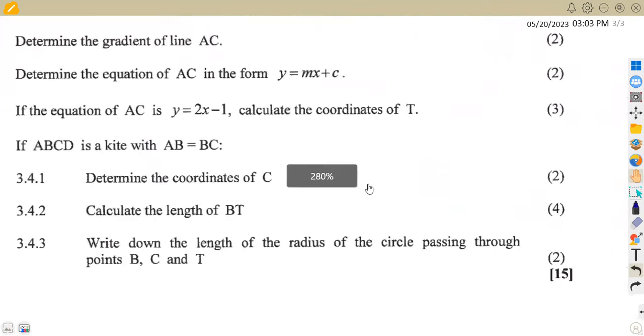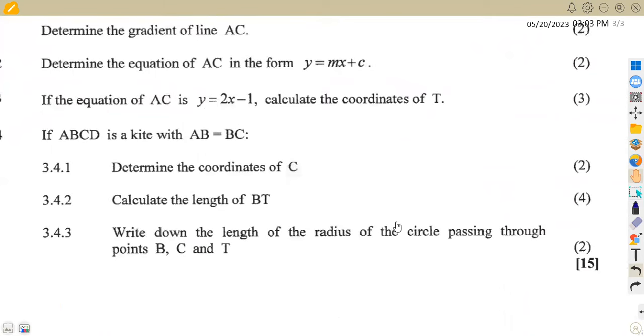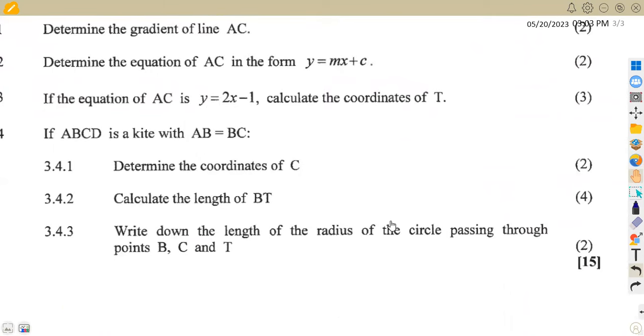Okay, then on the other part, now we are given to calculate the length of BT, 4 marks for that. Where can we obtain BT from?